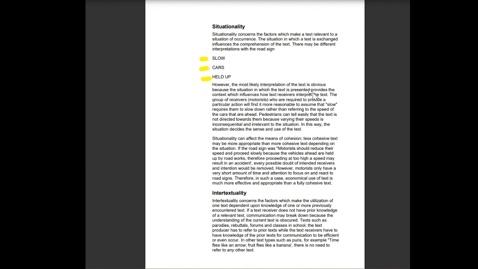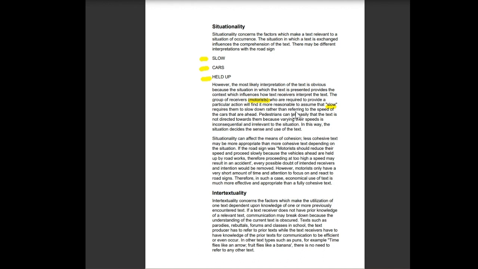However, the most likely interpretation of the text is obvious because the situation in which the text is presented provides the context which influences how text receivers interpret the text. The group of receivers, in this case motorists, who are required to perform a particular action, will find it more reasonable to assume that "slow" requires them to slow down rather than referring to the speed of the cars that are ahead. Pedestrians can tell easily that a text is not directed toward them because varying their speeds is not consequential or relevant to the situation. So in this way, the situation decides the sense and the use of the text.